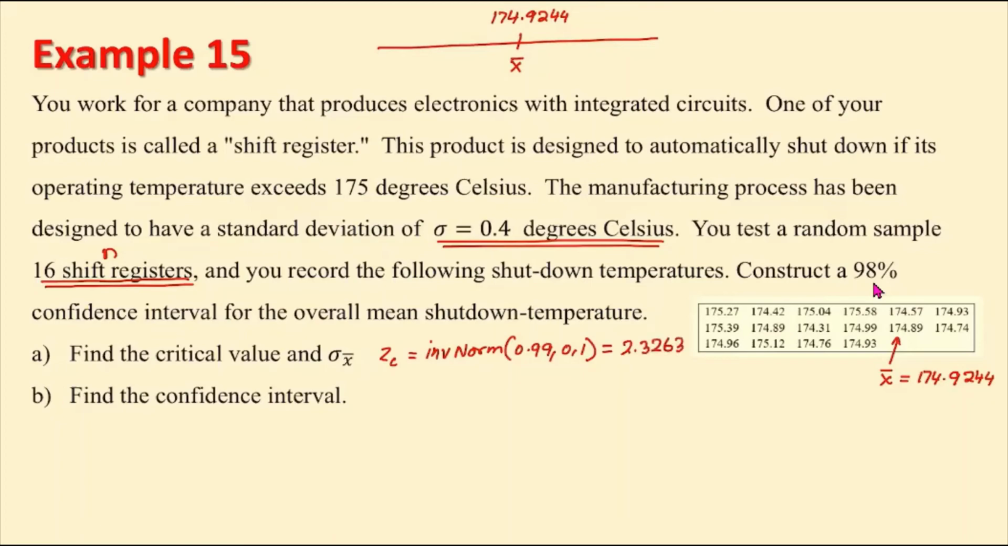2.3263. If you need to review how we find the Z critical for any confidence level, here it is 98%, you can watch example 1 or example 4. In example 1 and example 4, I showed how to calculate the critical values. We are working on part A now. So we got that z sub c.